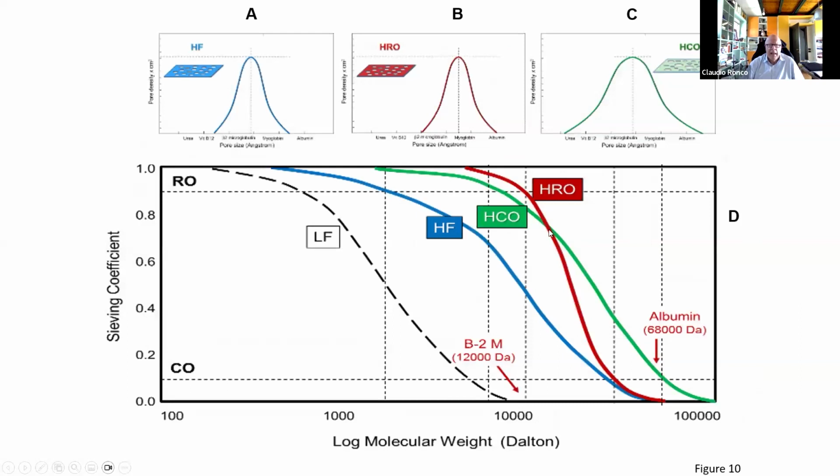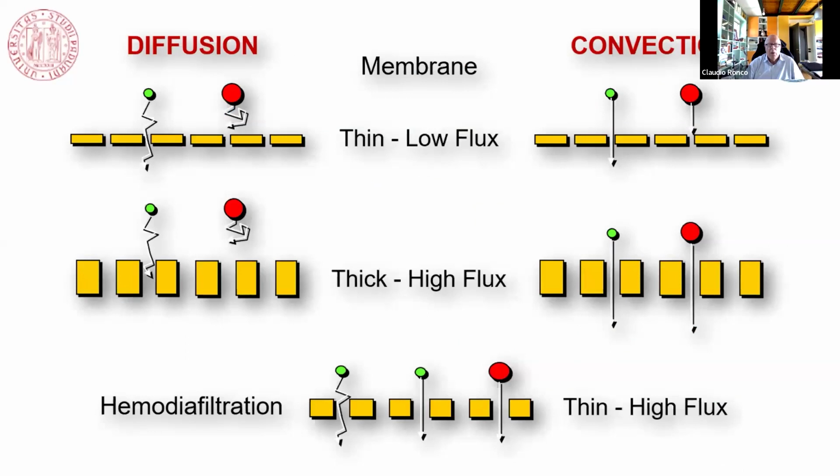And here you see a selection of membranes depending on the different porosity, and it's like a catalog that the clinician can choose from depending on what membrane and what type of solutes are targeted to be removed. We can say that membranes with thin, low flux characteristics are good for diffusion of small molecules, certainly not diffusion of large molecules, certainly not convection, because as you can see here, the sieving coefficient is too low.